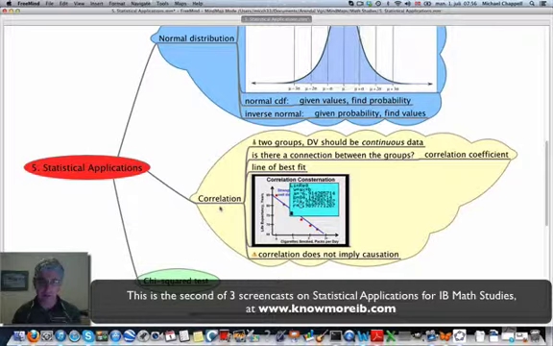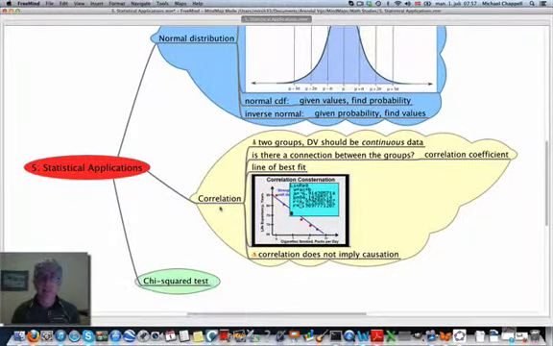Normal distribution is for one data set, one variable only. If we've got two variables, two data sets that we want to see if there's some connection between them, such as the height and the weight of people, are they related? You would expect they might be, but you could do a study to find out. That's when we can use correlation.